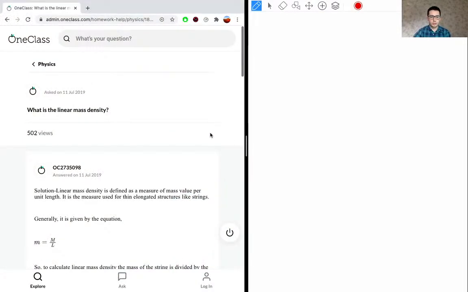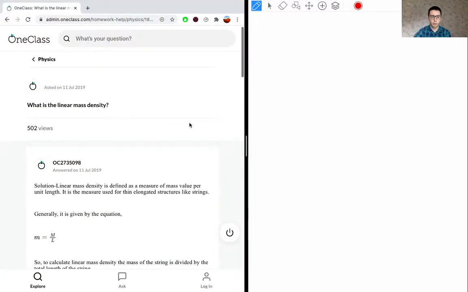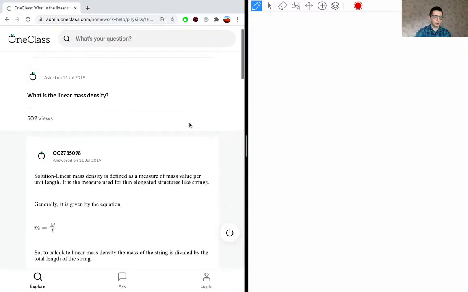So the first question here is asking, what is the linear mass density? We can go through the concept here. Linear mass density is often represented by lambda, and it's some mass over some length. So m here is mass, L is length.